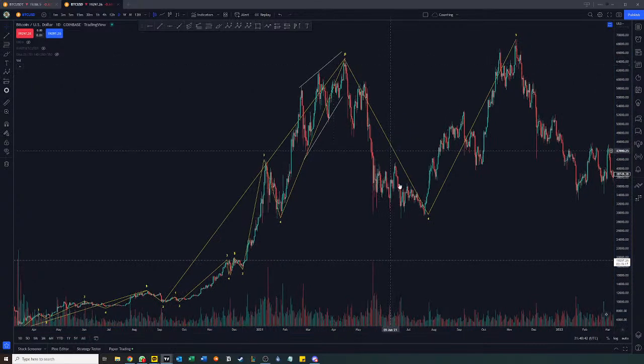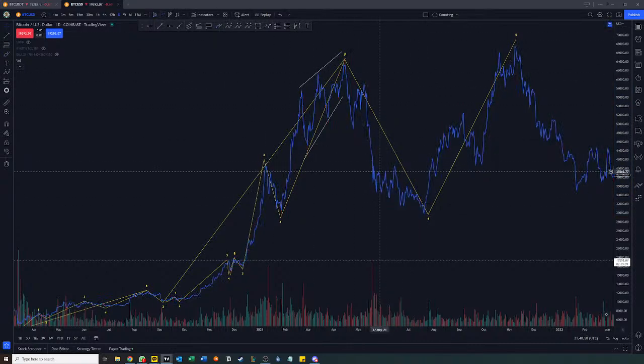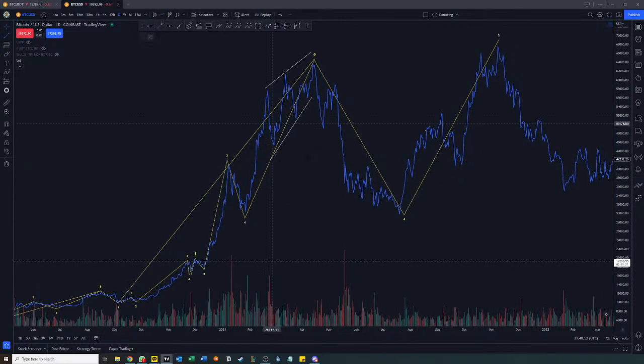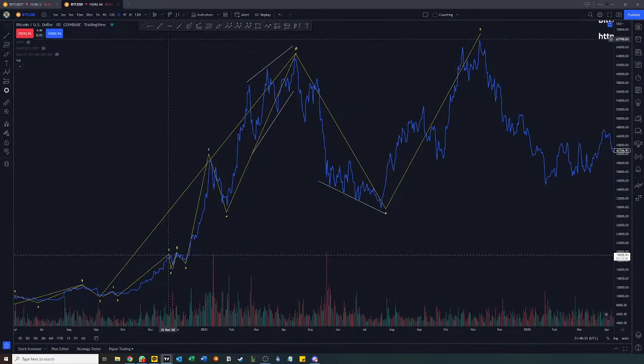And from what I've seen here, the C wave ended with an ending diagonal as well, like this. And you can see that in a line chart. It's quite nicely done, the ending diagonal like that.